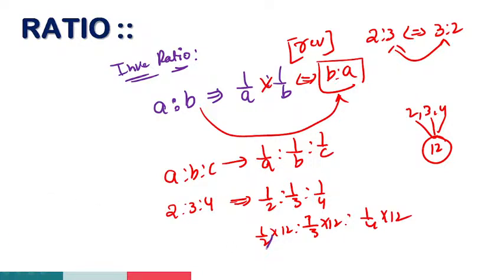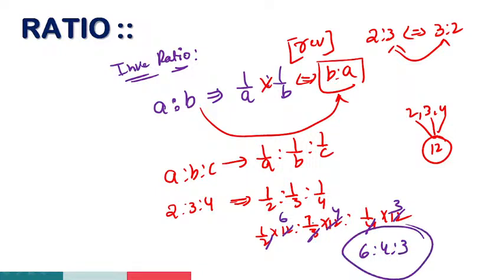Let me calculate. 2 ones are 2, 3 ones are 3, 4 ones are 4, 3 threes are... The final answer is here, guys: 6 is to 4 is to 3. Right, so this is a basic method, guys. If you use the basic method, definitely we are taking 1 or 2 minutes. I think it's a waste of time, guys.